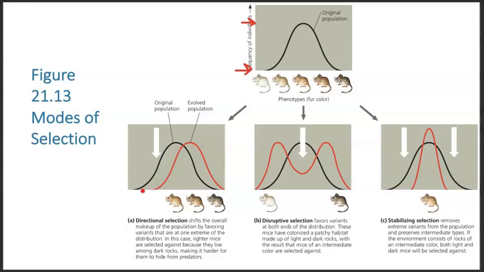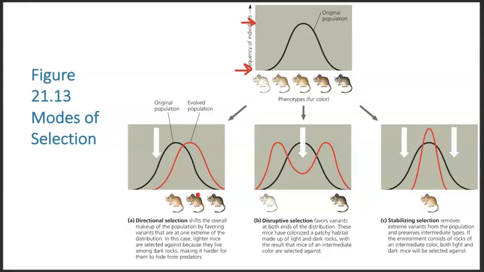With directional selection, in this example, maybe the lighter colored mice were easier to see against the background. Maybe you have a leafy background in this forest, and that leaf litter is darker.